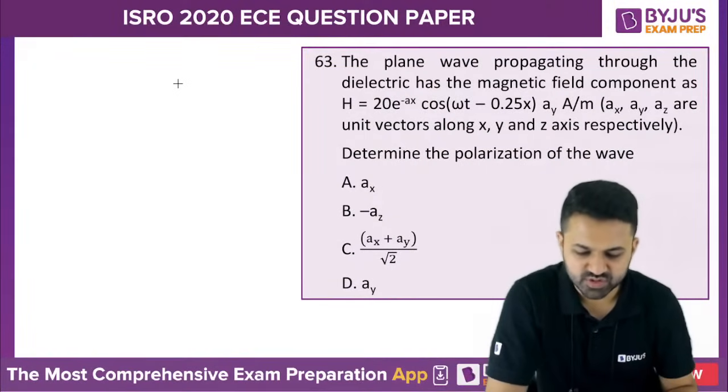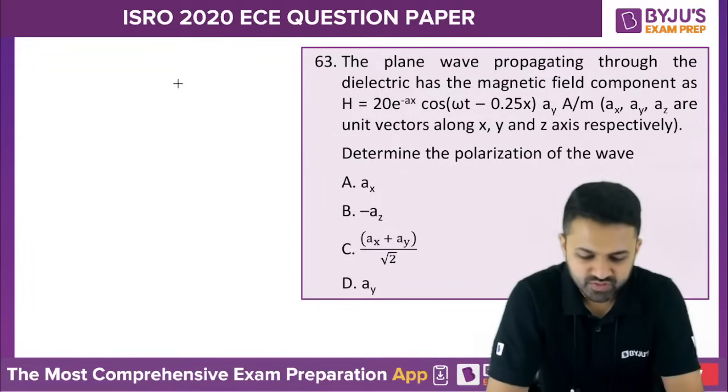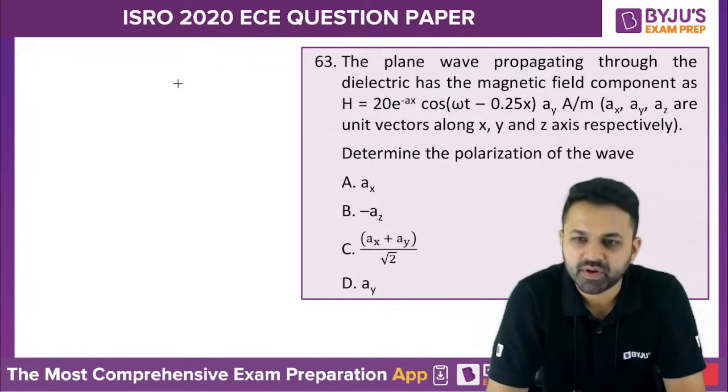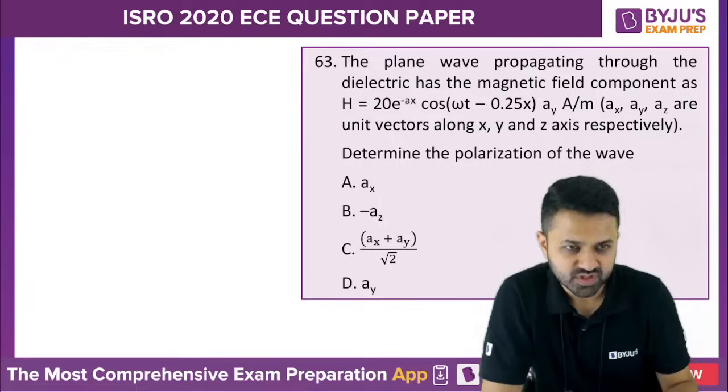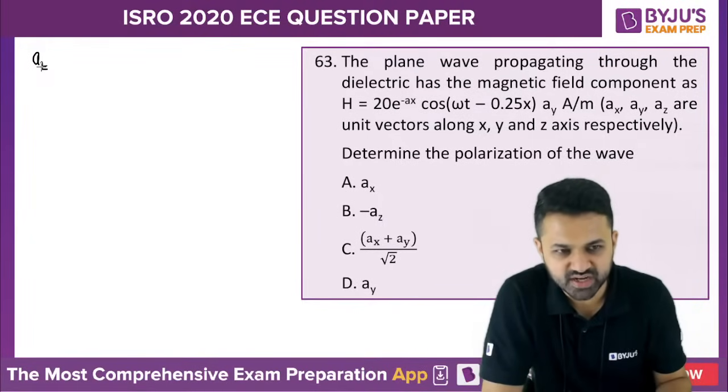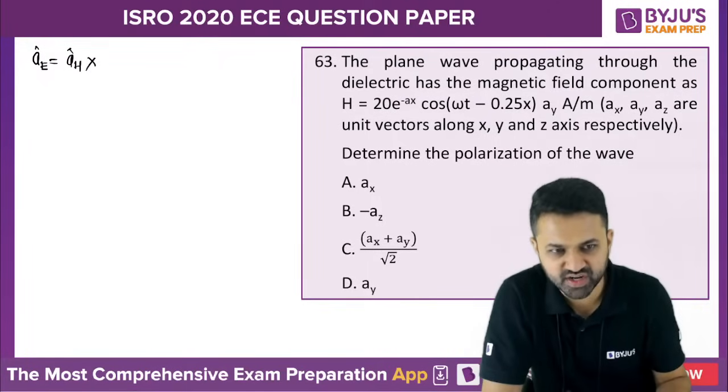So this is the first question in front of you. A plane wave propagating through a dielectric has a magnetic field component, and we have to determine the polarization. So what is the polarization? Polarization occurs in the direction of the electric field, and how do we calculate the direction of the electric field? The direction of the electric field is the cross product of the direction of the magnetic field and the direction of wave propagation.